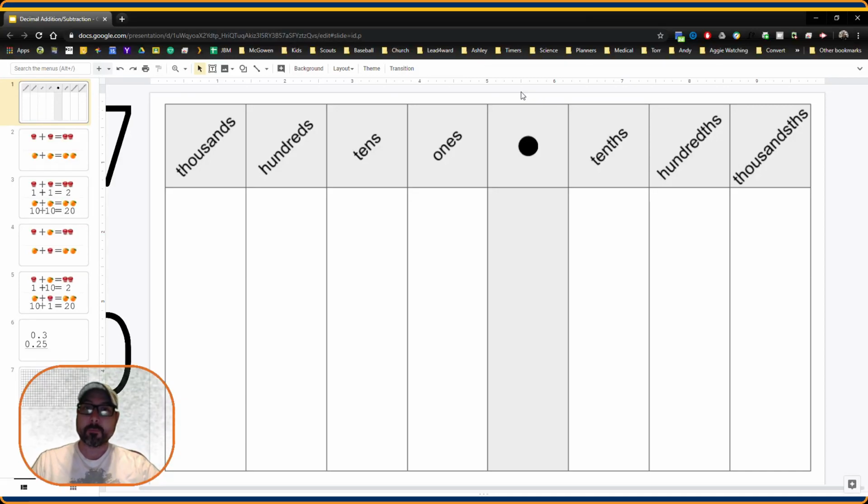Let's talk about adding and subtracting decimals. First thing I want to talk about is place value. It's really, really important. I'm sure you've heard it 10 billion times from your teachers, but let this be the time that it really makes sense to you.